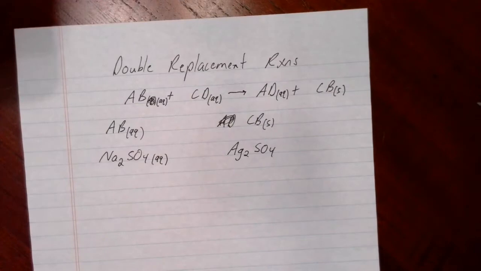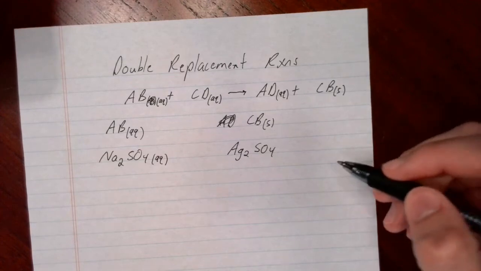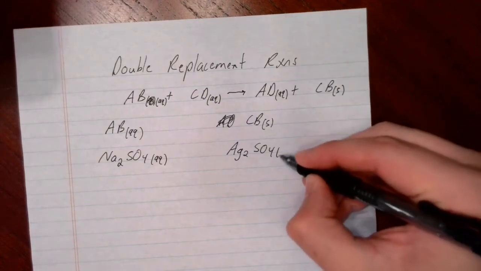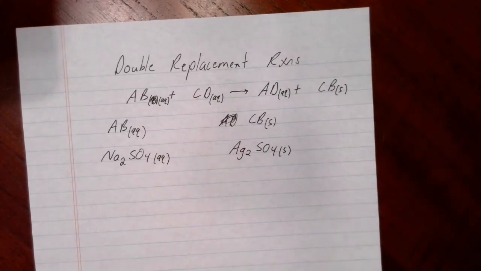So it says sulfates are soluble, but it says except for, and there's several exceptions, and silver is an exception. So silver sulfate is not soluble in water. So when silver sulfate was mixed with water, you would not see it dissolve. It would remain a solid.